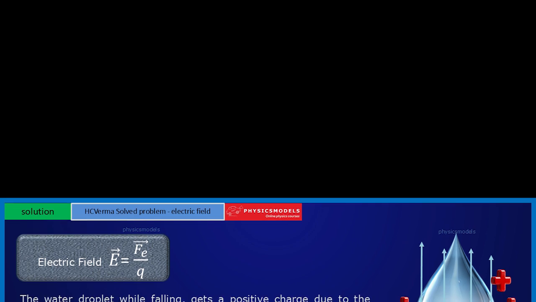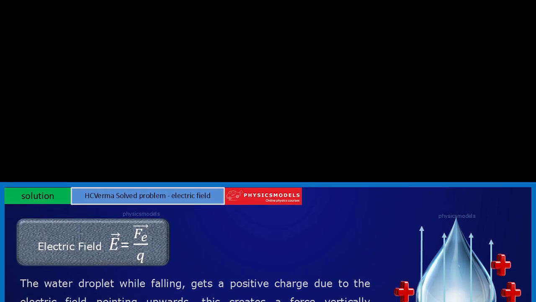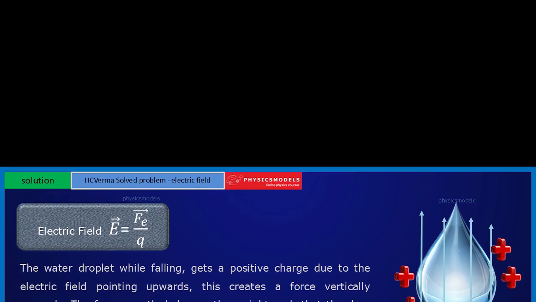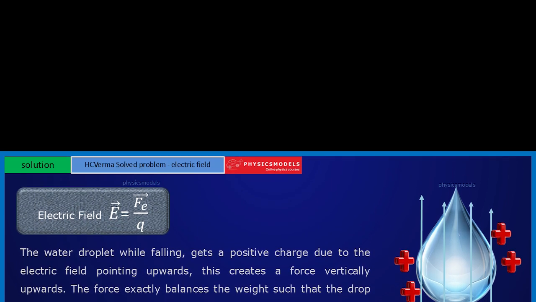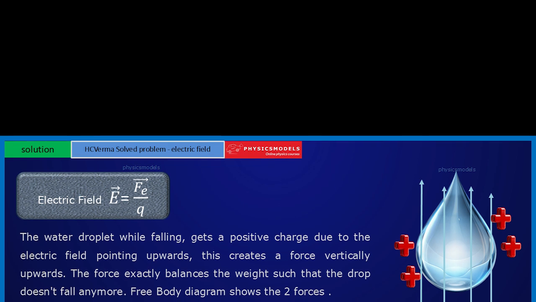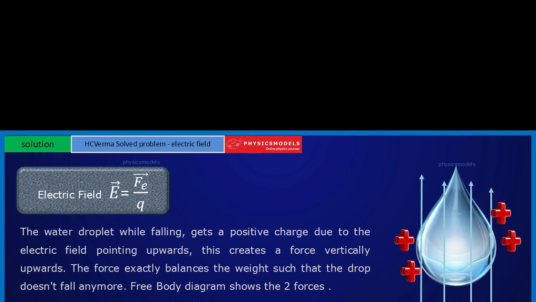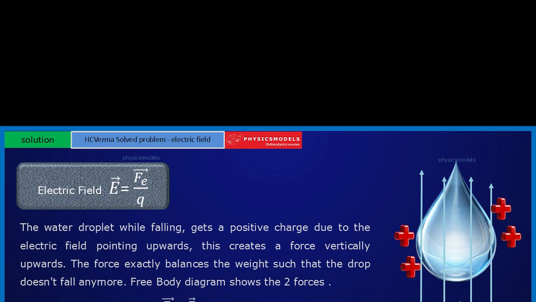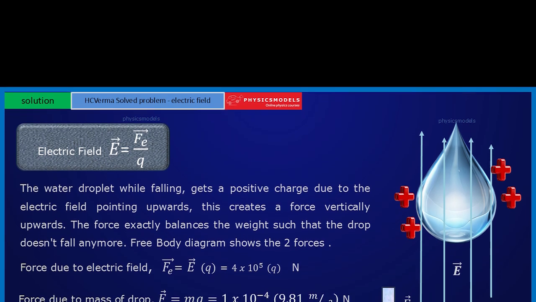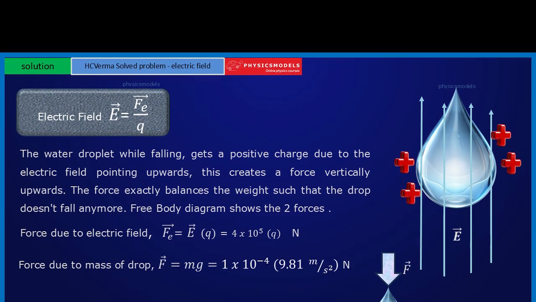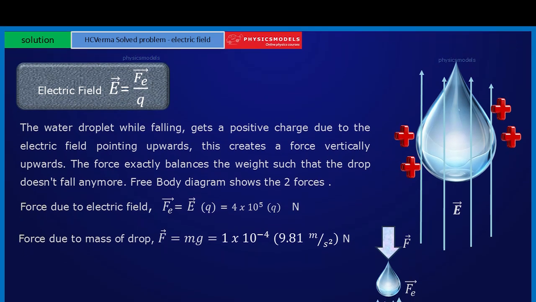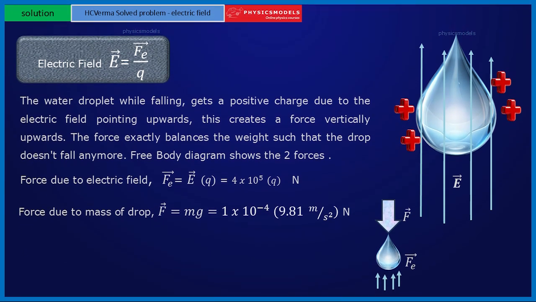Plug in the numbers. As the drop falls down into the electric field, it gets a positive charge, which is why it gets repelled by the electrostatic force. That's acting upwards. The downward force is due to the weight of the drop. That's mass into gravity. Plug in the mass and g, and you'll get the downward force.